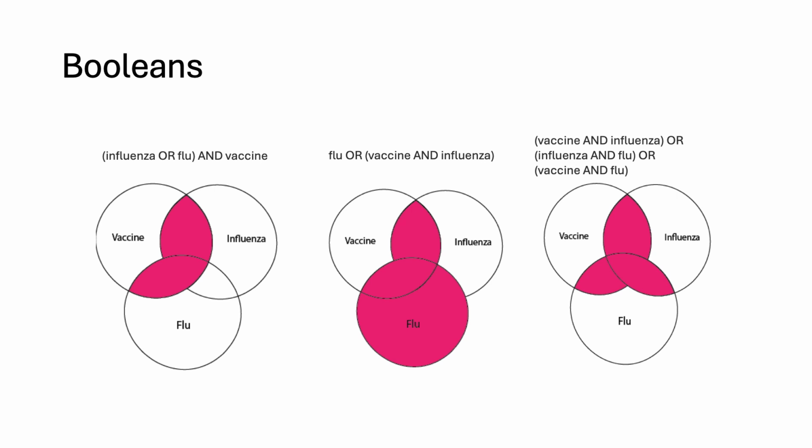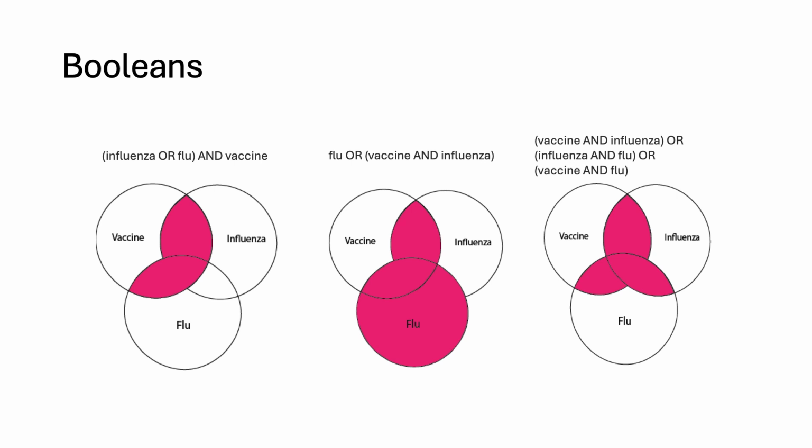The second one, I've adjusted where those parentheses are, so the flu word can appear, or the combination of vaccine and influenza. And we get some really odd search results there if what we're trying to find is information about flu vaccines. We're getting a lot about flu that has nothing to do with vaccinations. And finally, we have another version of this where we might be looking at vaccine and influenza, or influenza and flu, lacking anything about vaccines, or vaccine and flu.